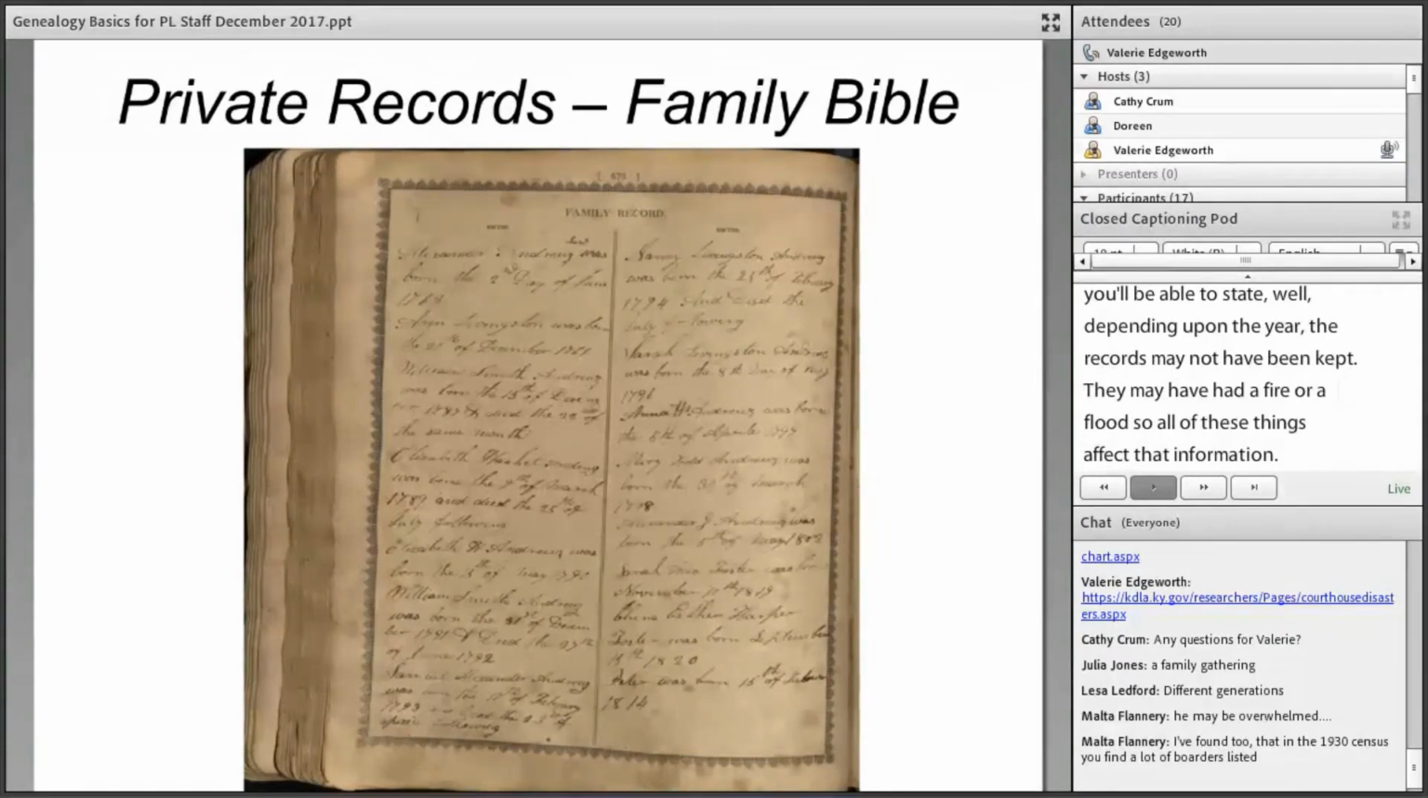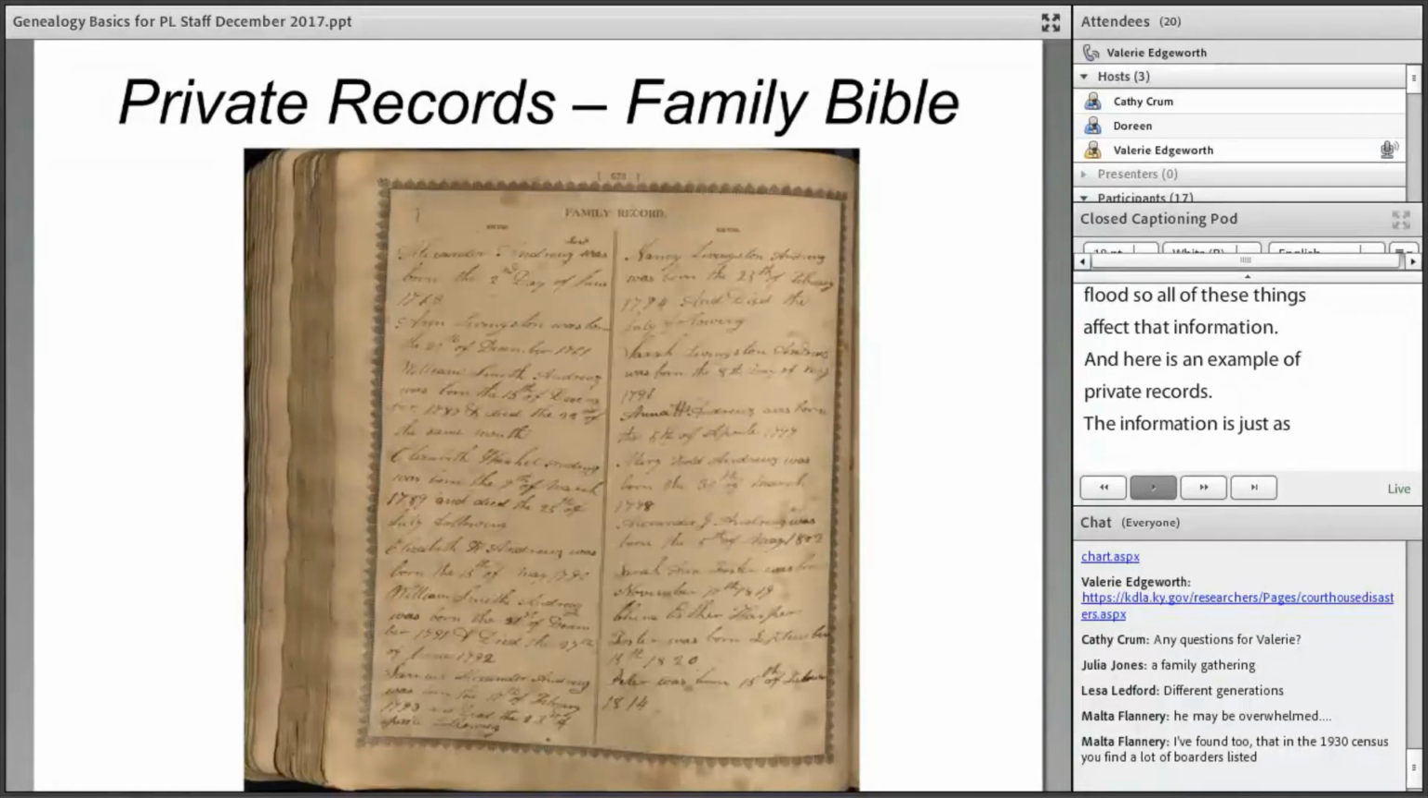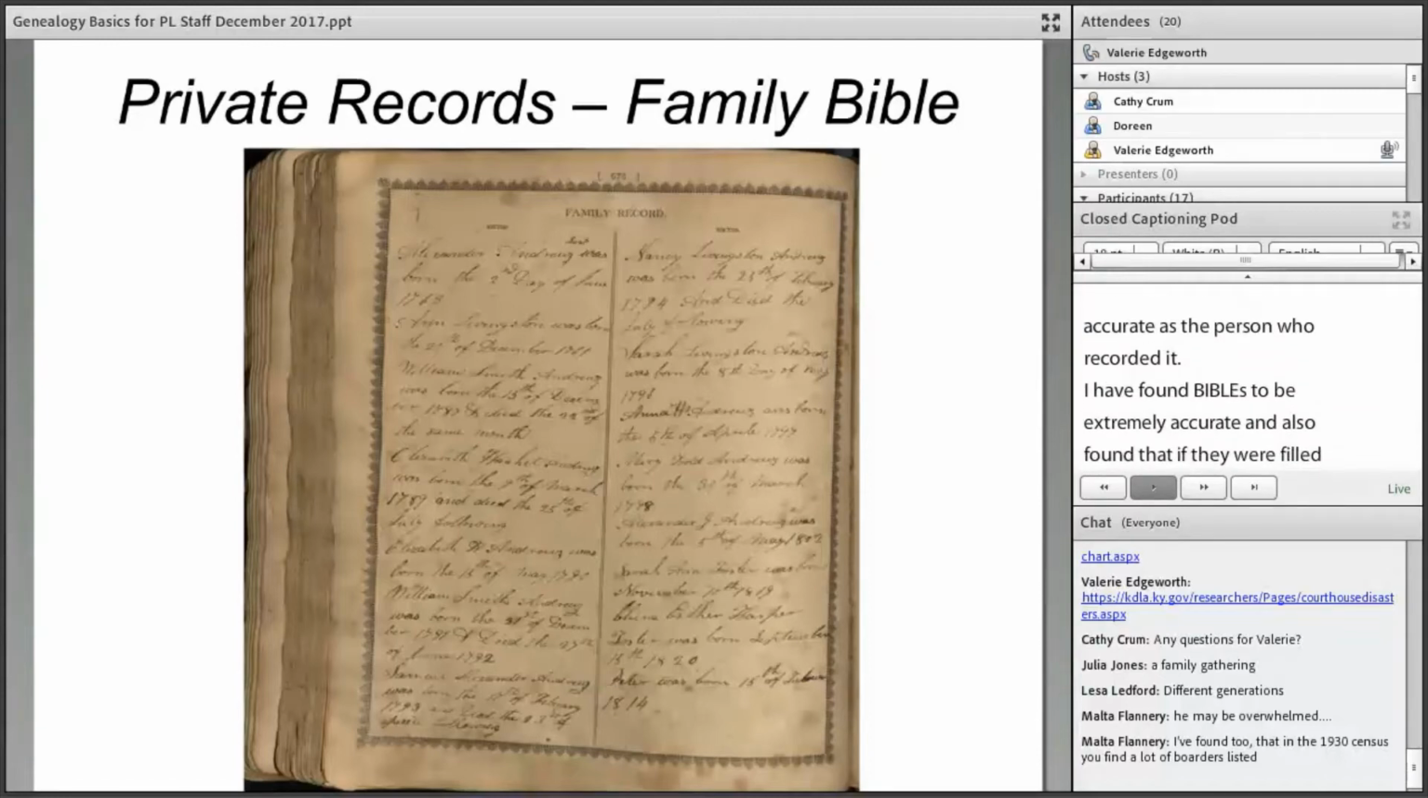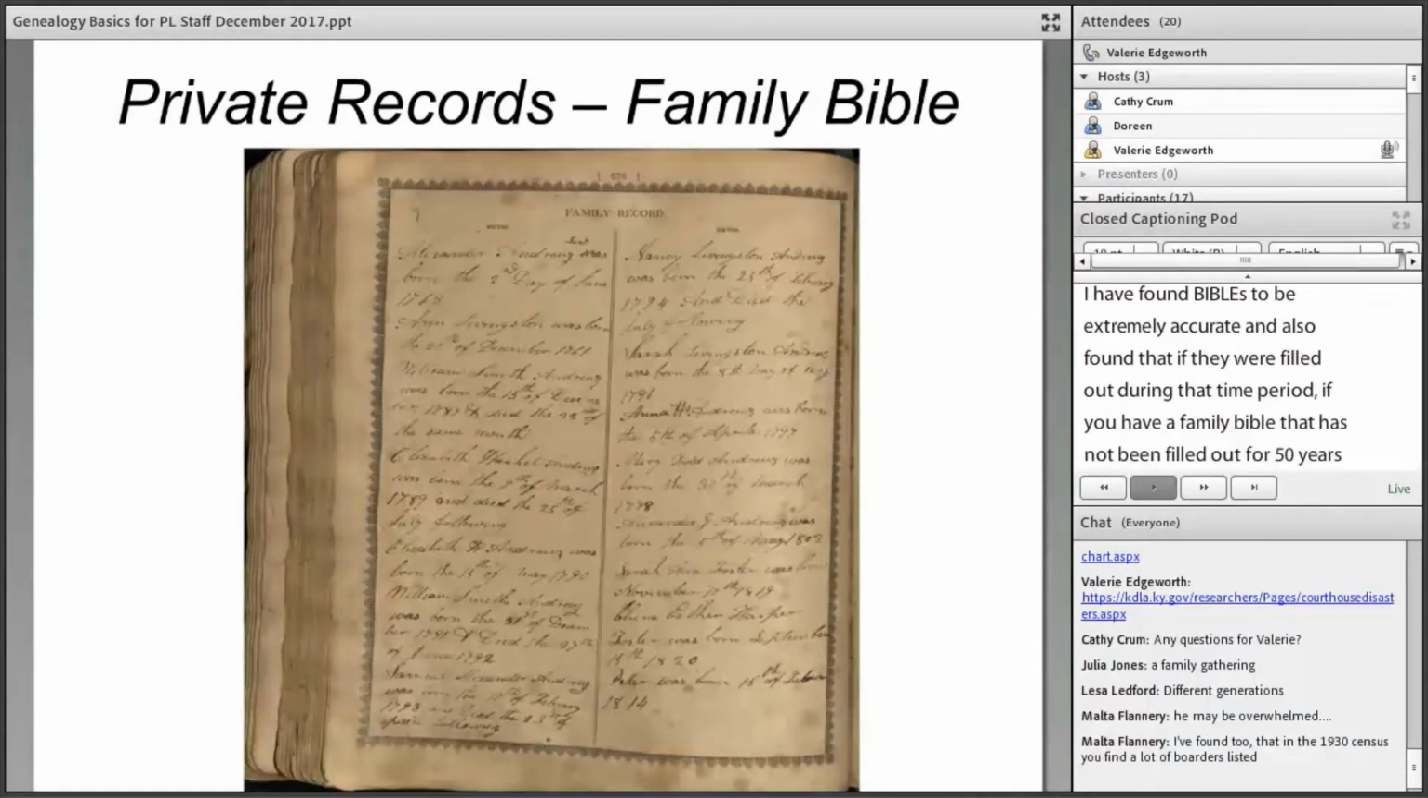Here are a few examples of private records. Again, the information is just as accurate as the person who recorded it. I have found Bibles to be extremely accurate. I have also found, if they were filled out during that time period, if you've got a family Bible that hasn't been filled out for 50 years and say Grandma decides it's time to fill in all the information, it may just be to the best of her recollection, and that's fine too.